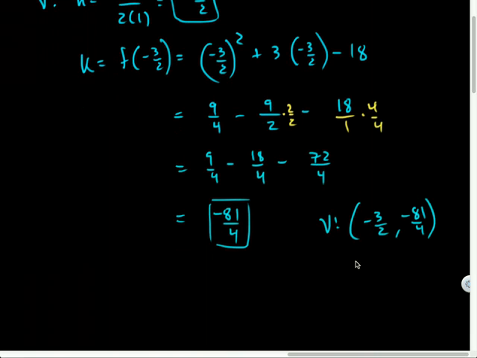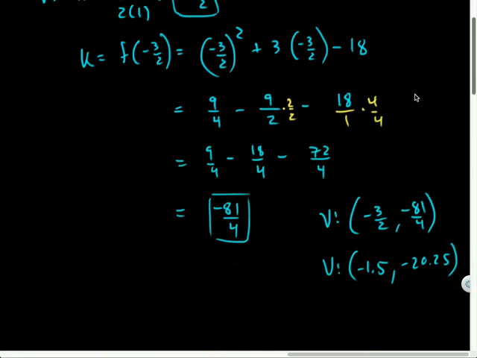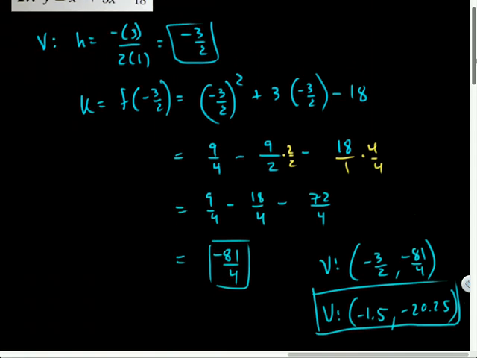Which, Skylar, we can actually write this as a decimal if you want. Negative 1.5, and I believe this is negative 20.25. No, it is. There we go. I had it on dynamic shading. So there's our vertex, whichever way you'd like. One of the rare occasions that decimals can be tolerable at times.